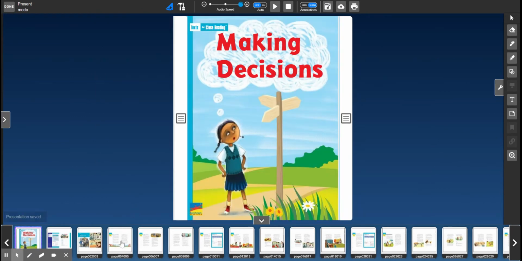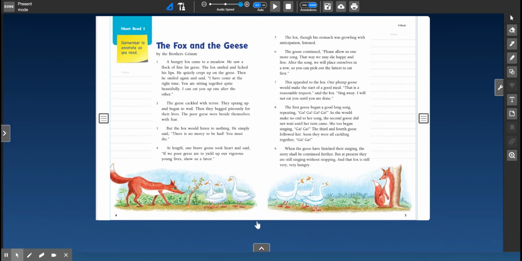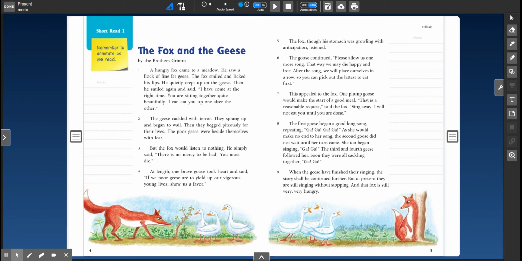That is our new booklet that we're going to be working on for the next couple weeks. Once you have that stuff, you need to open to page 4. So we are going to read a story called The Fox and the Geese. And this story is considered a folk tale. And if you remember, a folk tale is a story that is typically passed down through word of mouth, but it is not true. So this is a fiction story.